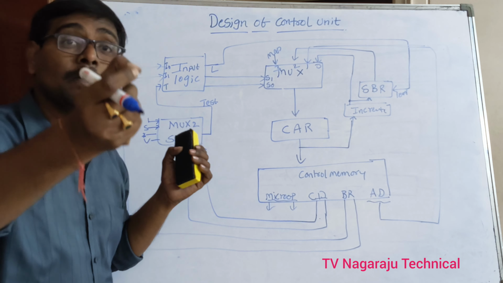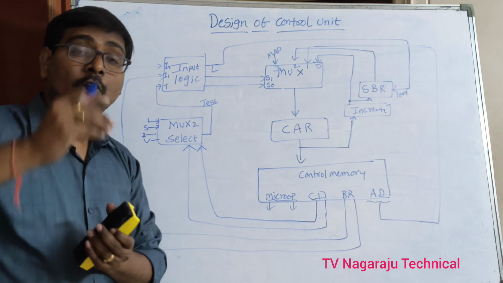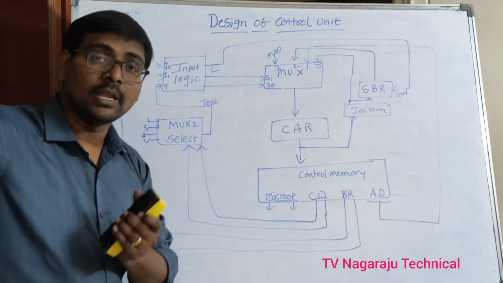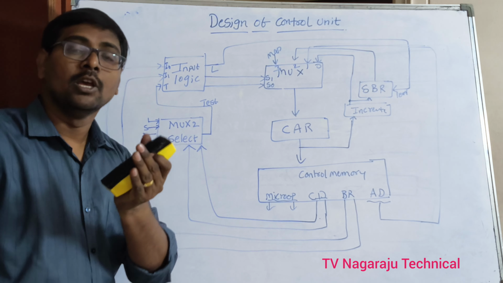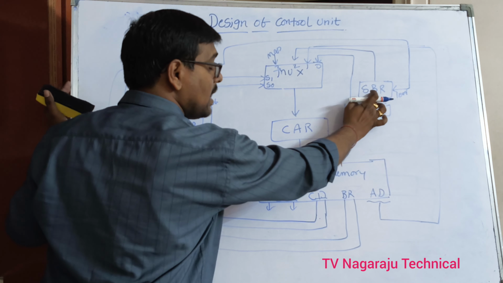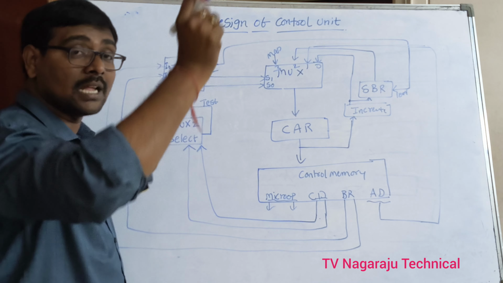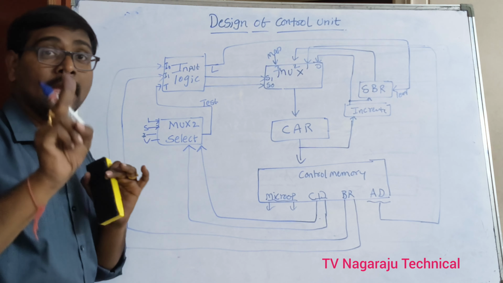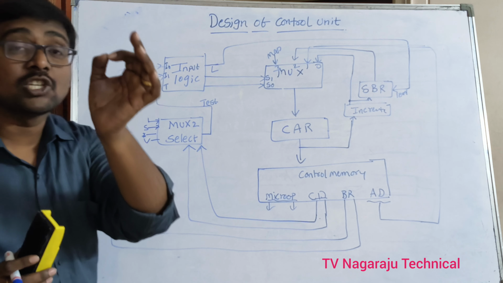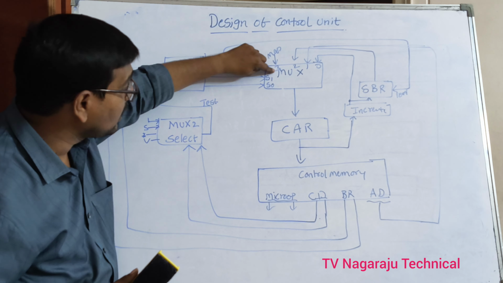Suppose it is a subroutine call, we store the address. Why? Whenever we call the subroutine, we need to come back again, so we need to restore the address. The incremented CAR address is stored in the subroutine register, and that is my next address after completion of the subroutine. The other one is the external mapping process, and external mapping is directly connected.